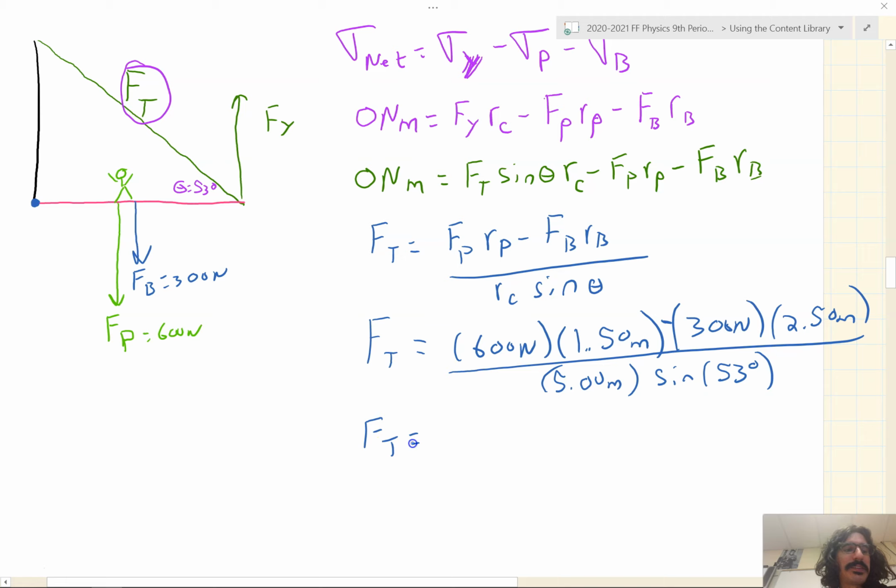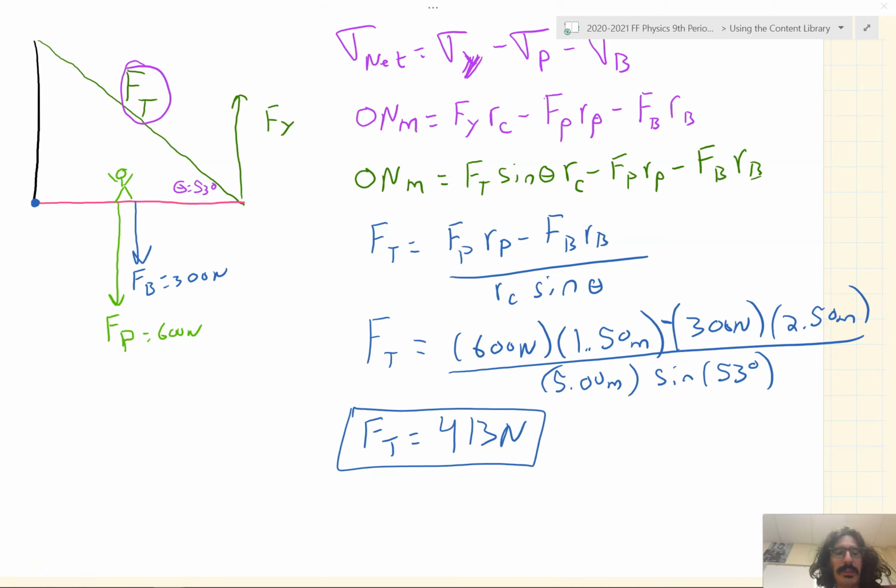Plug and chug and we get the tension force of the cable to equal 413 newtons. Next question.